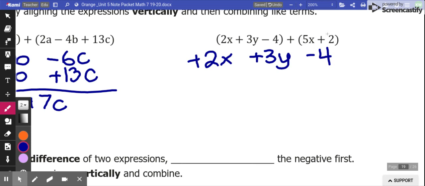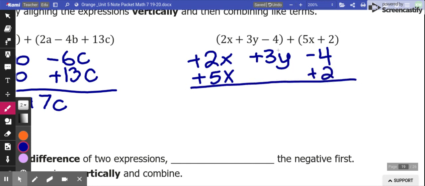Now I'm going to write down these terms underneath the like terms. So the positive 5x, I'm going to write down underneath the positive 2x. And the positive 2 constant, I'm going to write down underneath the -4 constant. There's nothing underneath the positive 3y, so you don't have to combine it with anything. So my answer is going to be positive 7x, bring this down, plus 3y.